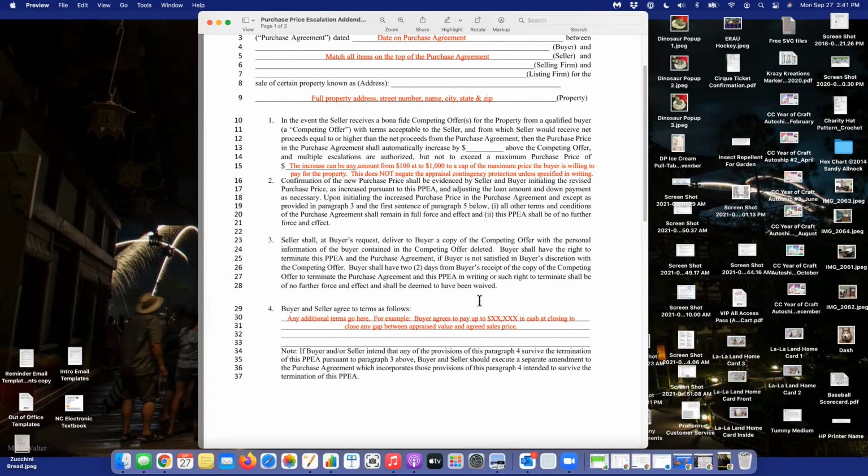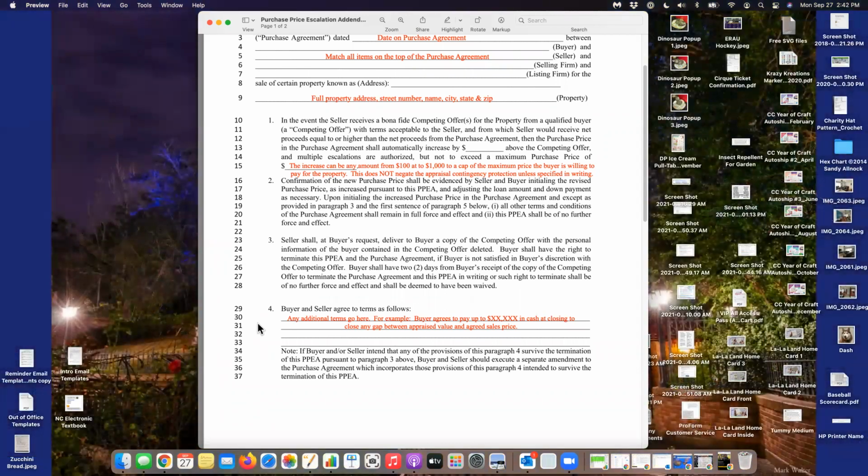you have 2 days. Again, calendar days, not business days, and it does include holidays, 2 days from the receipt of the copy of the competing offer to terminate if that's what the buyer wants to do. And then number four is any additional terms. For example, this is what I was talking about, the appraisal contingency. Buyer agrees to pay up to a certain amount of money in cash at closing to close any gap between the appraised value and the agreed sales price.